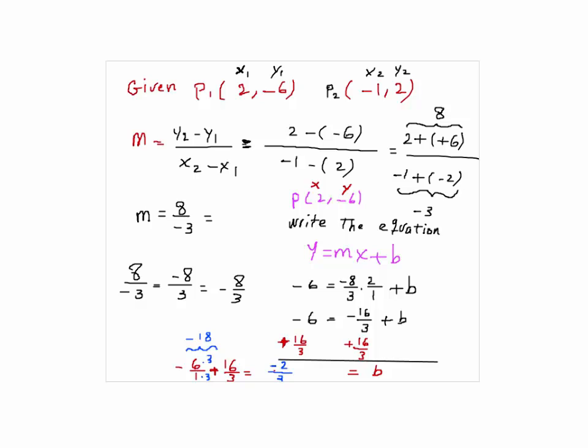So we're done. So the equation of the line then would be, we put it back into this equation here. y is equal to mx plus b. So y is equal to minus 8 over 3 x, and your b is minus 2/3. So this is the equation of the line. That's how you find the equation of the line. Any questions as to how to find the equation of the line? Okay.